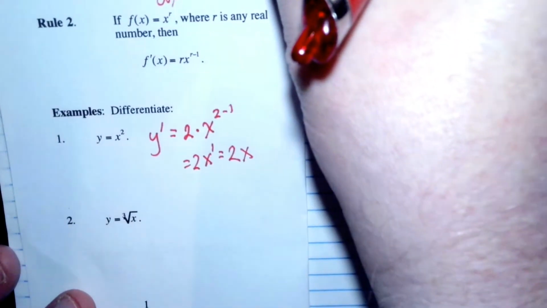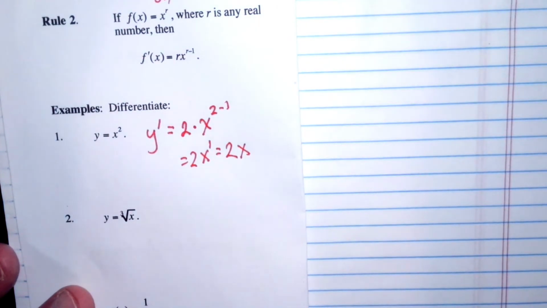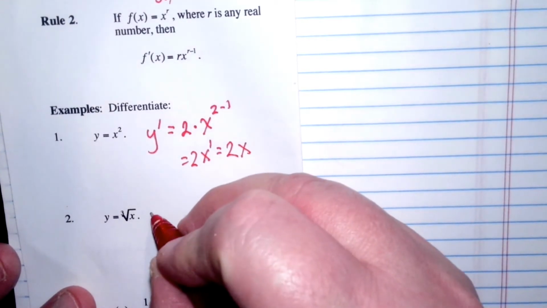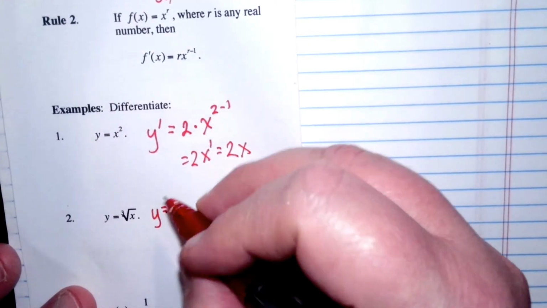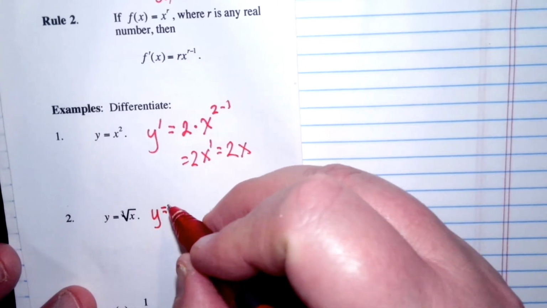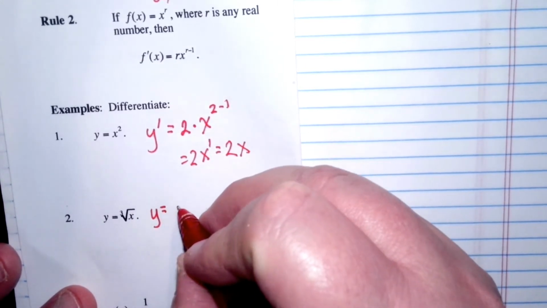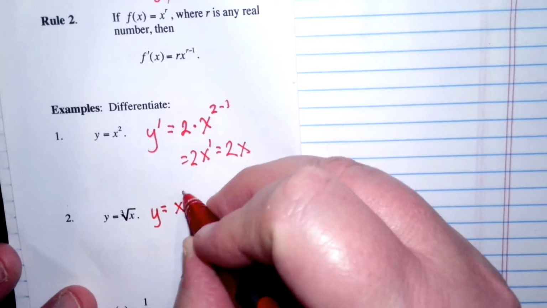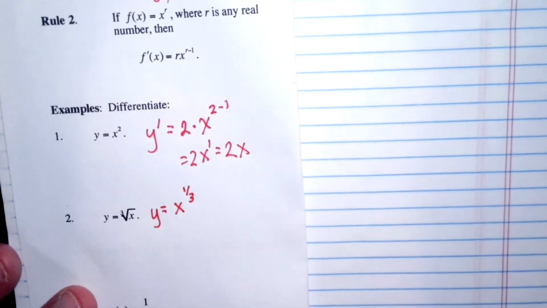By the way, you may want to pause the video right after I present a problem and before I work it, and you may want to work it yourself. So here is number 2, y equals the cube root of x. This is not really written in the format that we need yet. It needs to be x to a power. So the way to rewrite the cube root of x is as x to the 1/3.